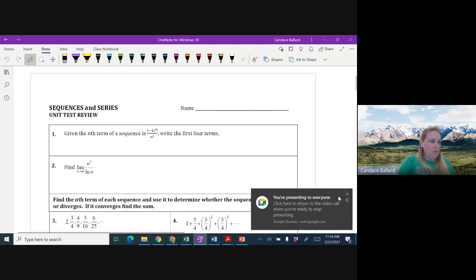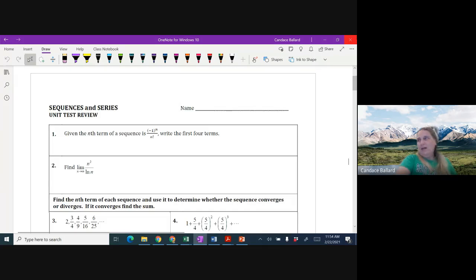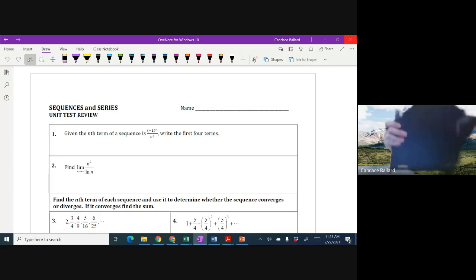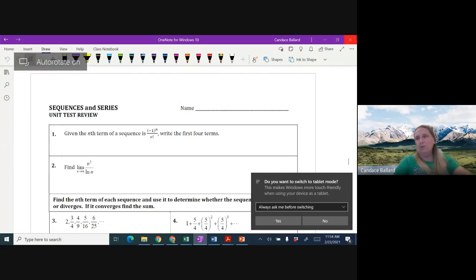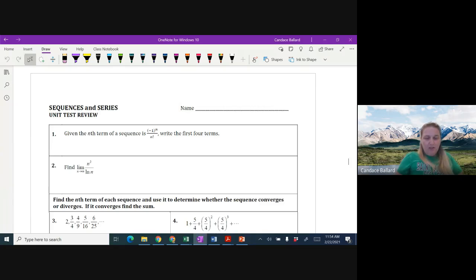All right, so on number 1, the nth term of a sequence is (-1)^n over n factorial. We are supposed to write the first 4 terms. That doesn't seem so hard, right? So all I'm going to literally do is just start plugging in the term numbers. So we would have (-1) to the first over 1 factorial, which is just -1 over 1, right? So it would be -1.